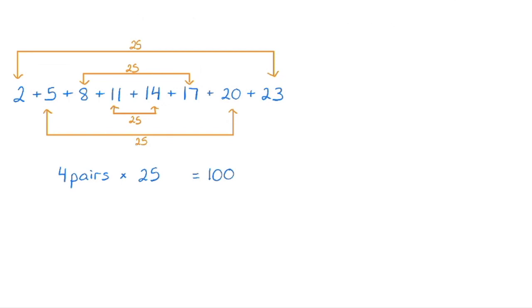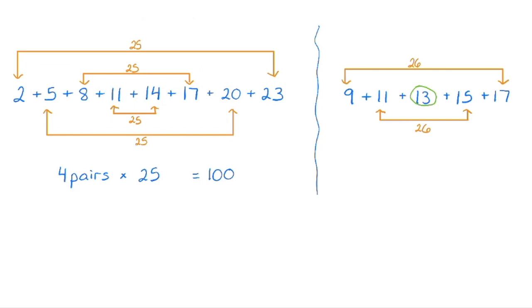What if we have an odd number of terms in our series? So in this particular case, we can again add the first and the last term to get 26. Second and second last, we get the same sum, and then that middle term is going to be half the sum there. So in this case, we have 2.5 pairs times the sum of 26 will give us 65, the sum of that series.